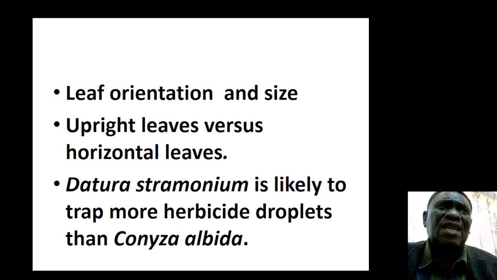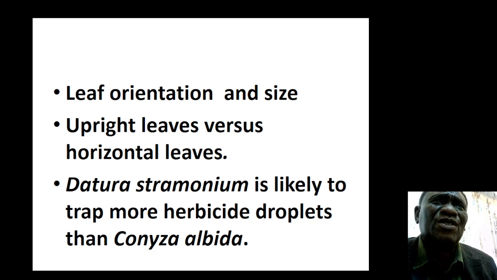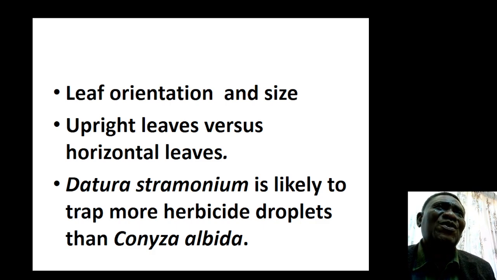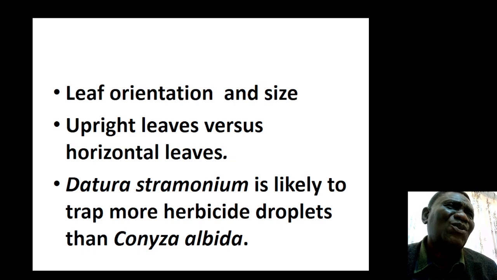So Datura stramonium with the horizontal leaves is likely to trap more herbicide droplets than the Conyza arabica with the almost upright leaves. In this case, we expect Datura stramonium to die due to the herbicide.